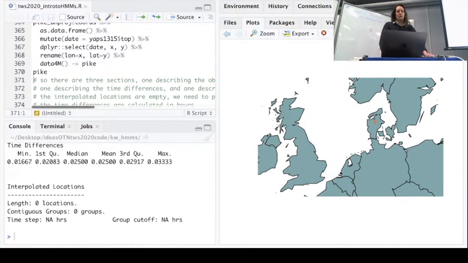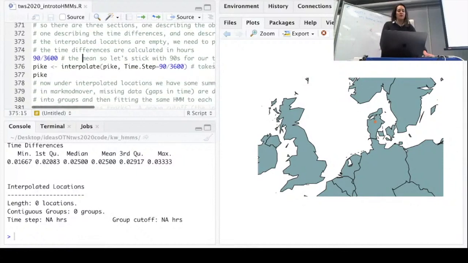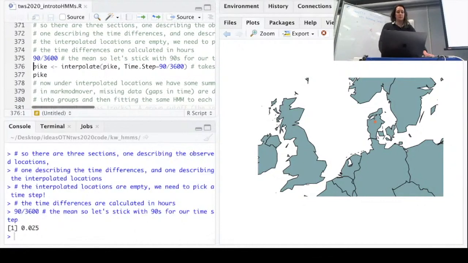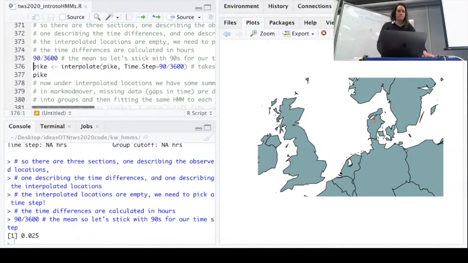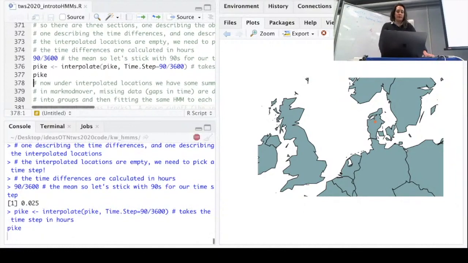This part is important, too. Markov Mover will do the interpolation for you. You just need to tell it how and tell it when. It hasn't been done yet here; that's what we're going to do next. You have to parameterize it in terms of the hours, so take 90 divided by 3600. 90 was our previous time step. You get 0.025, no surprise there. Interpolate it, print it out again.